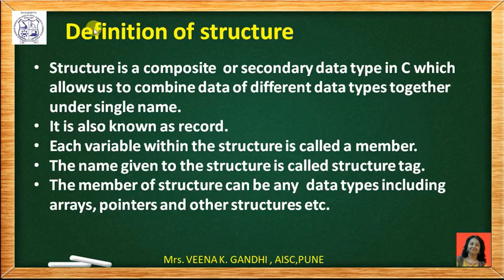Let us see the definition of a structure. Structure is a composite, or secondary, or derived data type in C which allows us to combine data of different data types together under a single name. In other programming languages, it is also known as a record. Each variable within a structure is called a member. The name given to the structure is called the structure tag. The member of a structure can be of any type, like int, float, double, or including arrays, pointers, and other structures also.